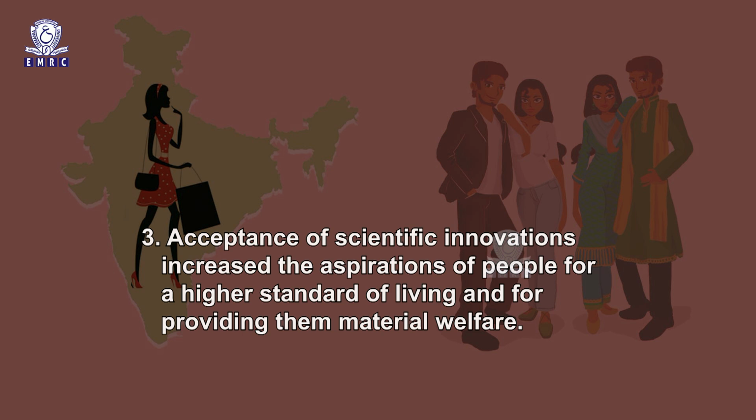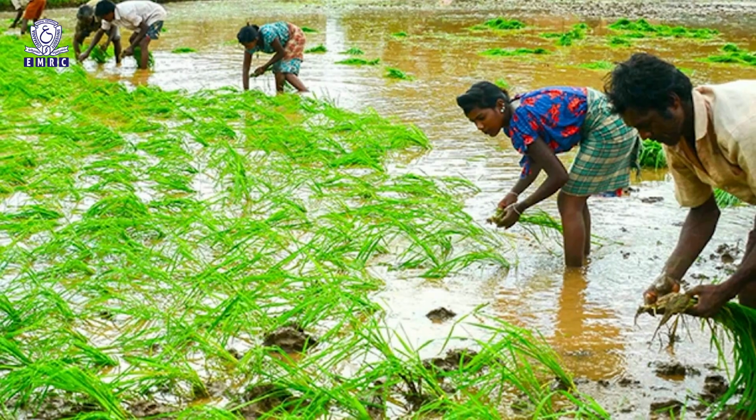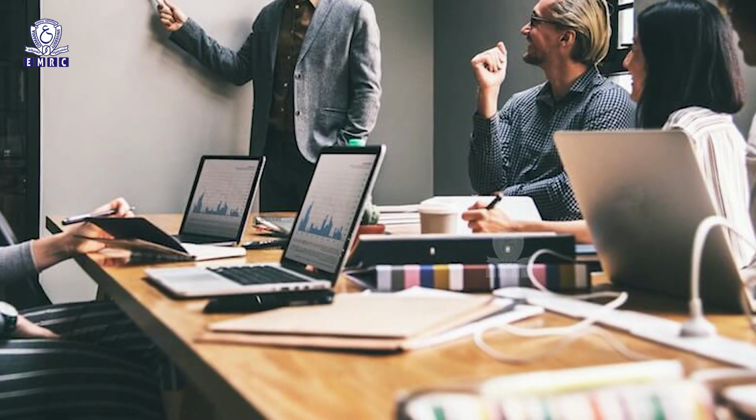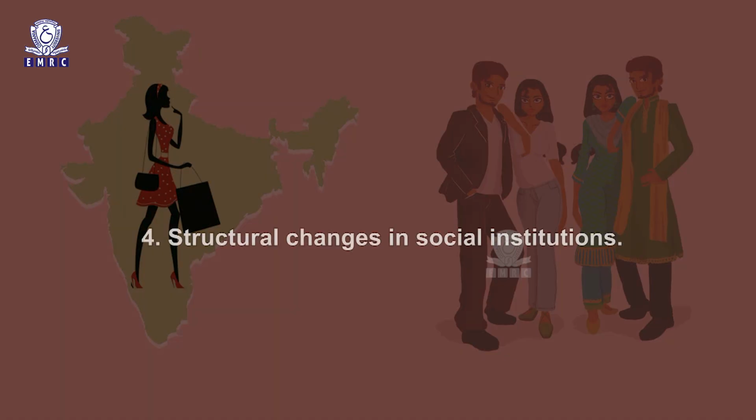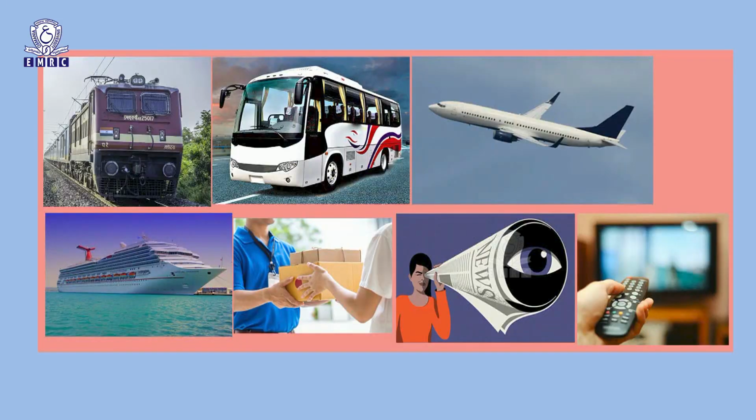Several traditional beliefs and practices dysfunctional to society were discarded and many new behavior patterns were imbibed. Our technology, agriculture, entrepreneurship and industry were modernized, leading to the economic well-being of our country. Four, there have been structural changes in social institutions like marriage, family and caste, creating new forms of relations in social life, religion, etc. The introduction of modern means of communication such as railways, bus travel, postal services, air and sea travel, the press, radio and television have affected man's life in various respects.